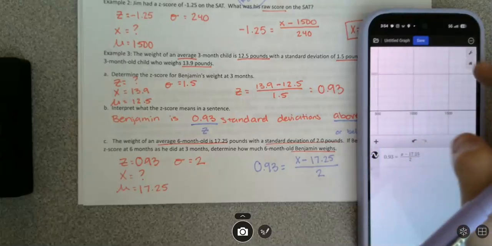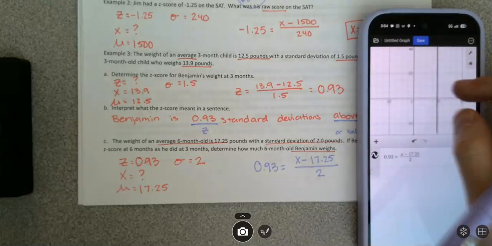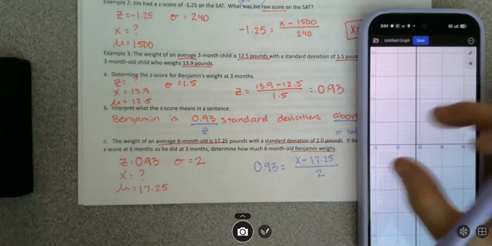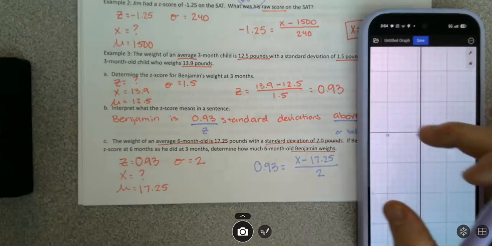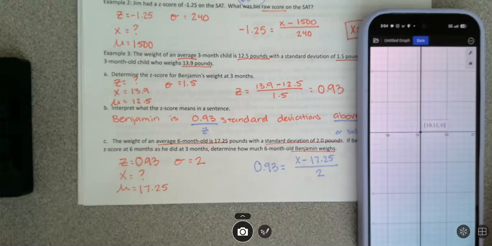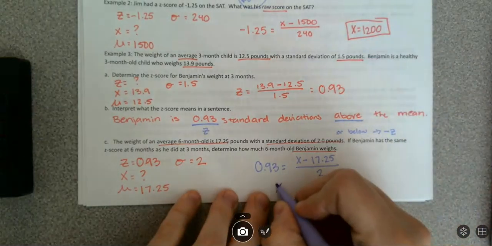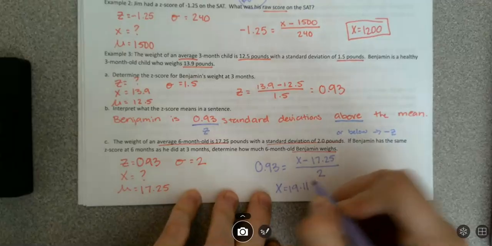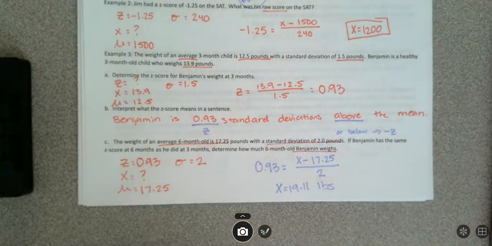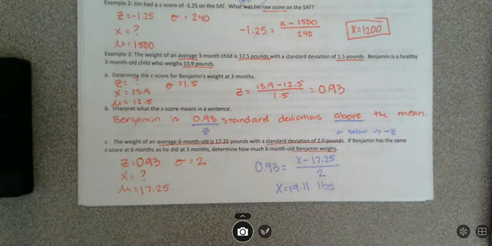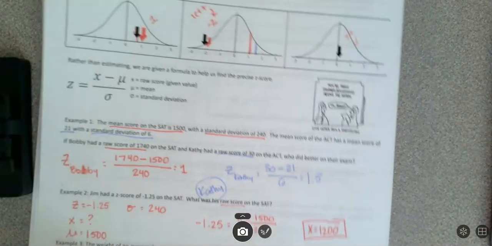So we got to zoom out, look for that intersection. Sometimes it appears. 19.11. Okay? Hey, that's pretty nice. And that's it. Okay? So it would be about 19.11 pounds. Alright. Let's move on.